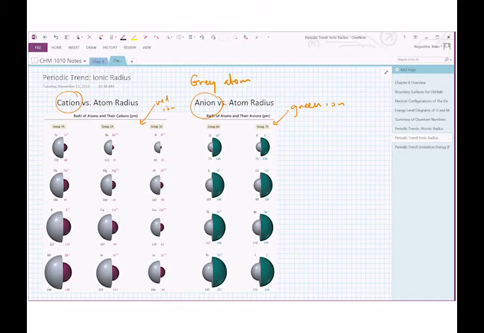So notice what happens here. When we form a cation from lithium, it gets much smaller. Same thing with sodium, same thing with magnesium, same thing with aluminum. Okay, so the cation is much smaller than the atom, whereas an anion gets much larger. So anion is larger than the atomic radius, and a cation is smaller. Okay, so we need an explanation of this.